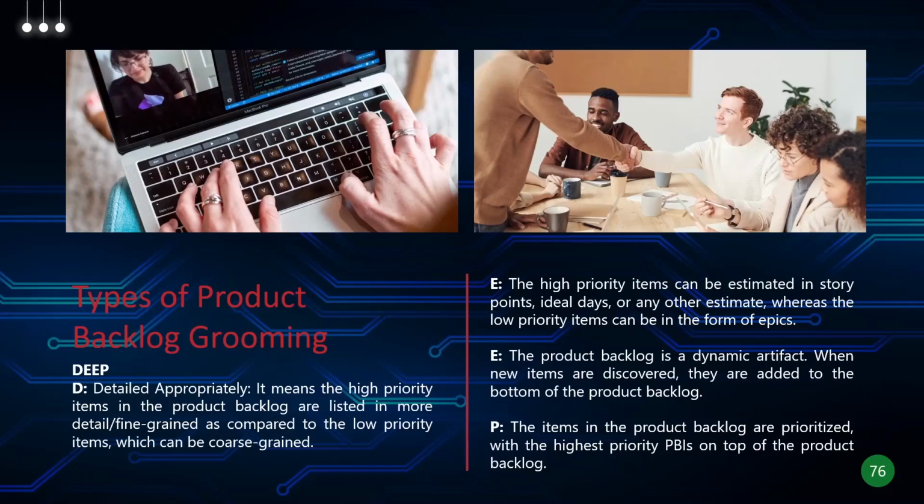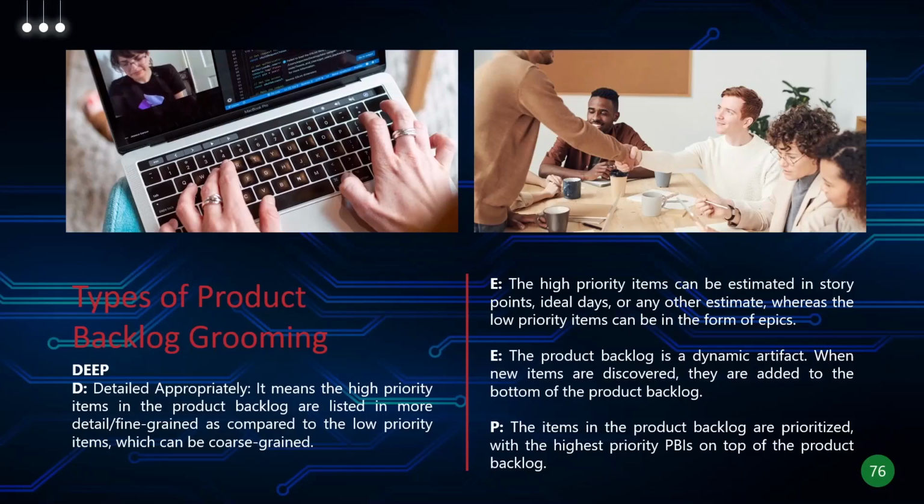Estimated means that for the higher priority items, the team should be able to estimate in story points or ideal days or any other estimation methods. Whereas the low priority items, you're not working on them immediately, so they can just be in the form of epics.